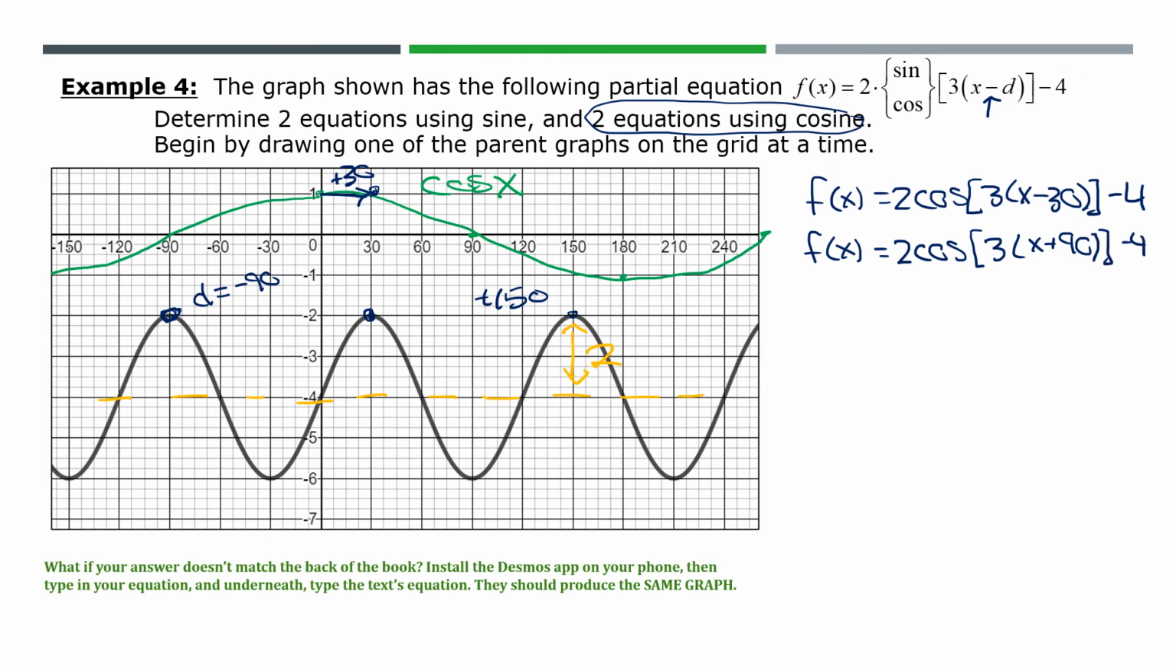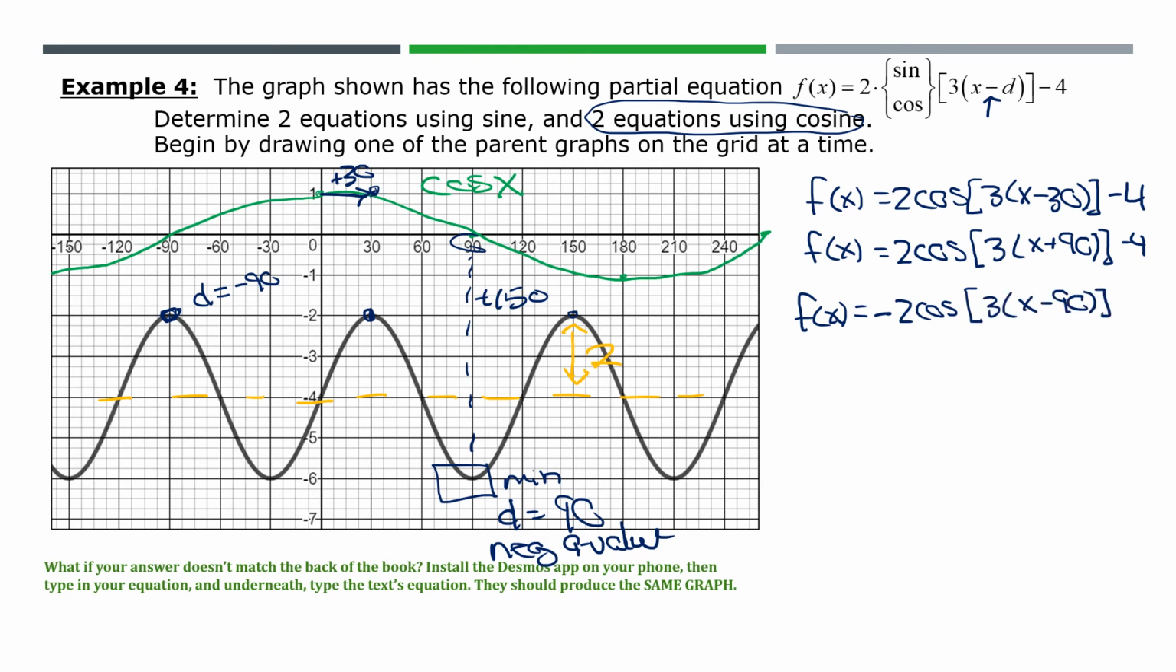So I want to talk about a minimum. Let's talk about this first minimum down here. This is a minimum. If I wanted to, I could use that as my d value. That's a d value of, what's that value there? That's a d value of 90. Okay, so my d value is 90. But then I need a negative a value because I'm talking about a minimum now. So I could also say f of x equals negative 2 cos 3x minus 90 minus 4.